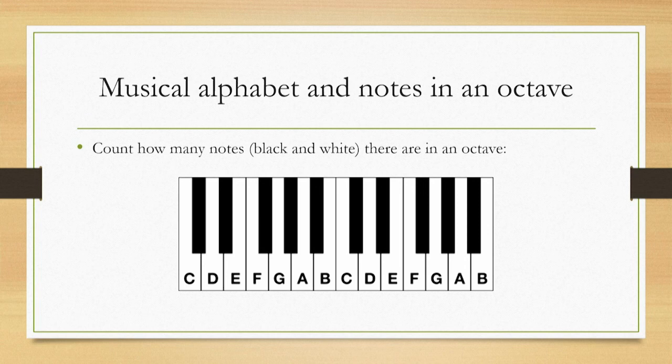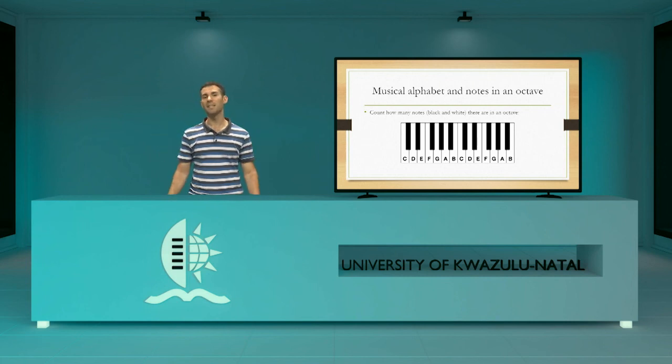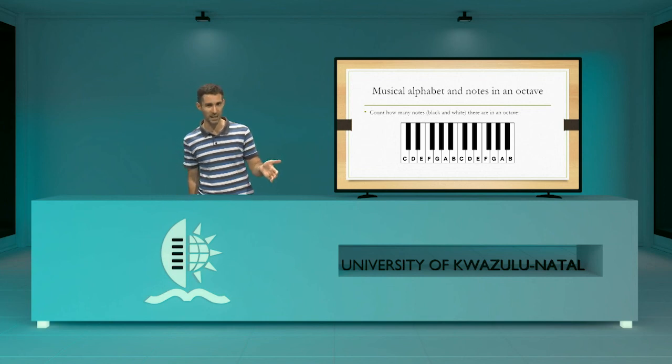Hopefully you will have come up with the answer 12. If we count all of the letters of the alphabet, C, D, E, F, G, A, and B, we get a total of 7. And if we add the 5 black notes as well, 1, 2, 3, 4, 5, we get a total of 12 notes. You may be thinking, well, this is a problem. And indeed it is, because we only have 7 letter names, but we have 12 notes. So what are we going to do?